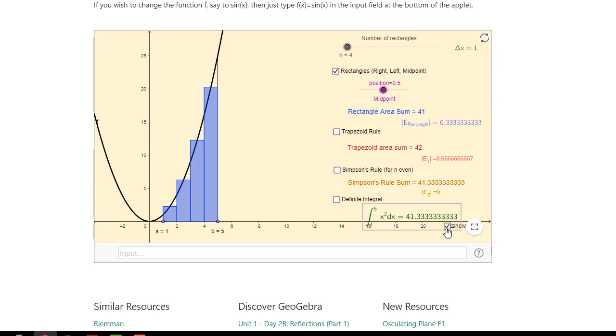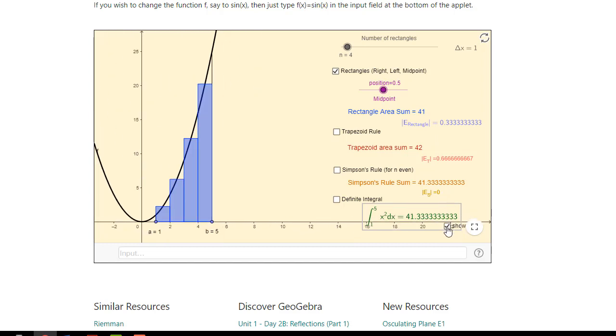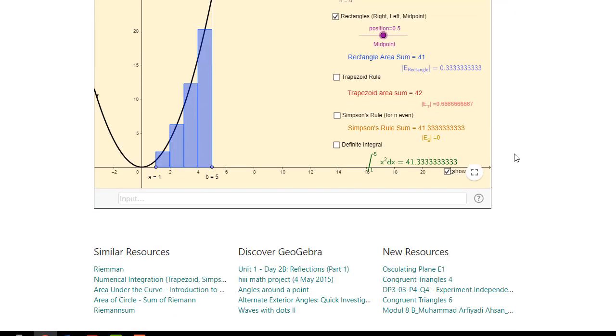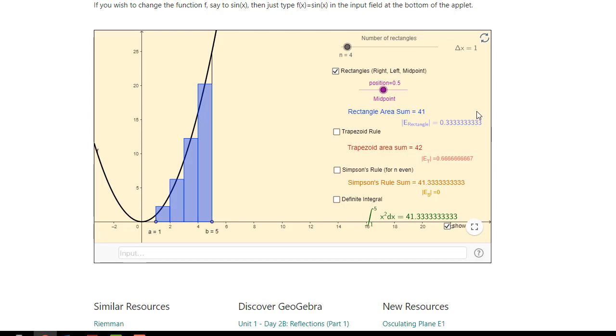And so down here, if I check this box, I might have to go full screen. If I check that box at the bottom, it's going to show errors or not show errors. And I don't know why it's not participating. Probably on your computer, you can check or uncheck this box, and it says show error. So we can see for the midpoint, here's my error, 1/3, 0.333. Pretty easy to calculate. Here's my estimation of 41. Here's my exact value. I subtract those two, and that gives me my error.